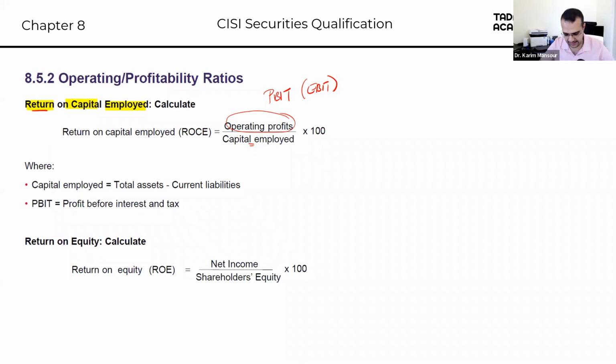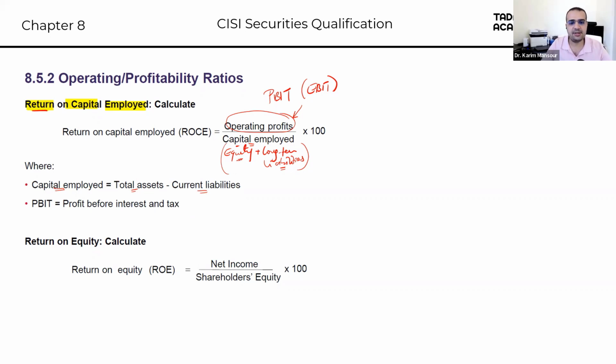Well, the capital employed is your total equity plus your long-term liabilities, which is your equity plus debt. So how is the company using the shareholders' equity? How are they using the debt that they have raised? How are they using that capital to generate profit for the shareholders? The higher, the better. Now, another way of writing the capital employed is the total assets minus the current liabilities.